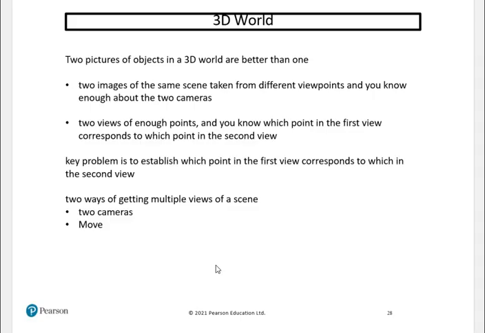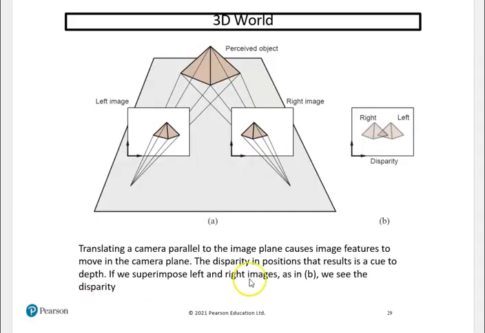So to get multiple views of a scene, we can have two cameras. Obviously, if we go back to the self-driving car, the self-driving car looks at the same object from different cameras. And then by using the classification from each one of them, it's able to determine exactly what it's looking at. So here's an example.